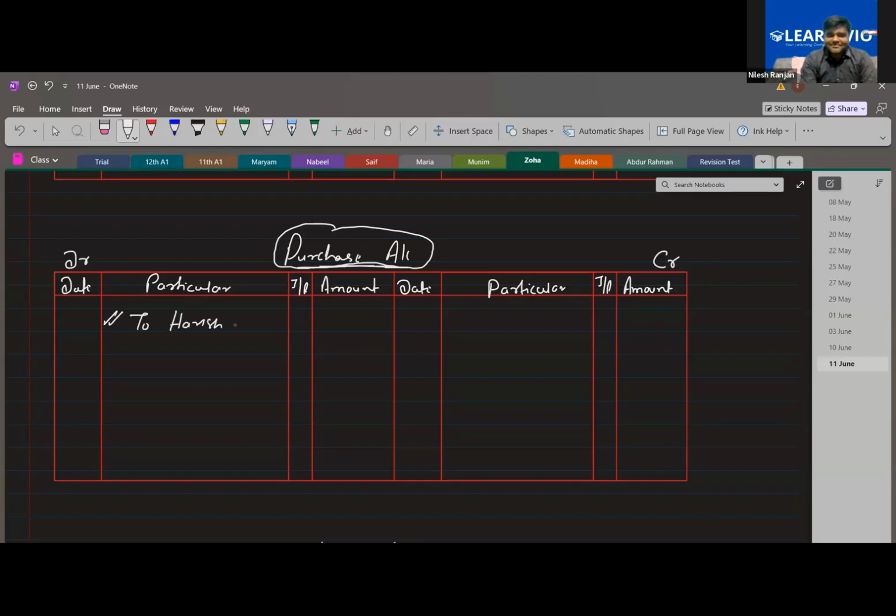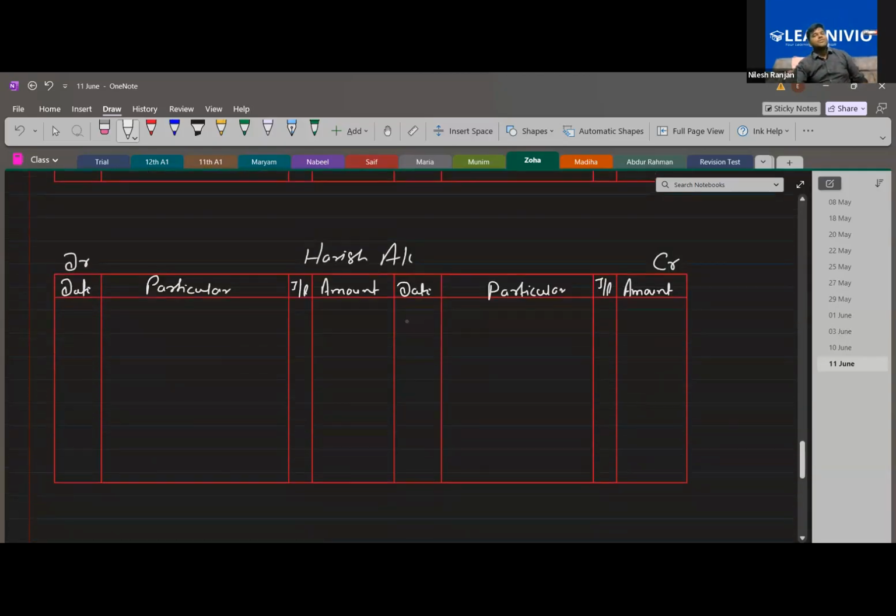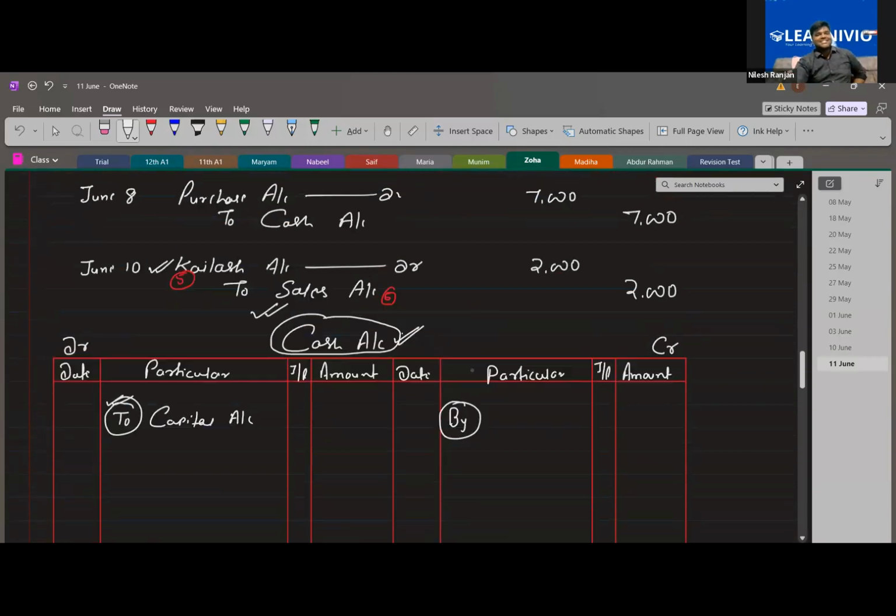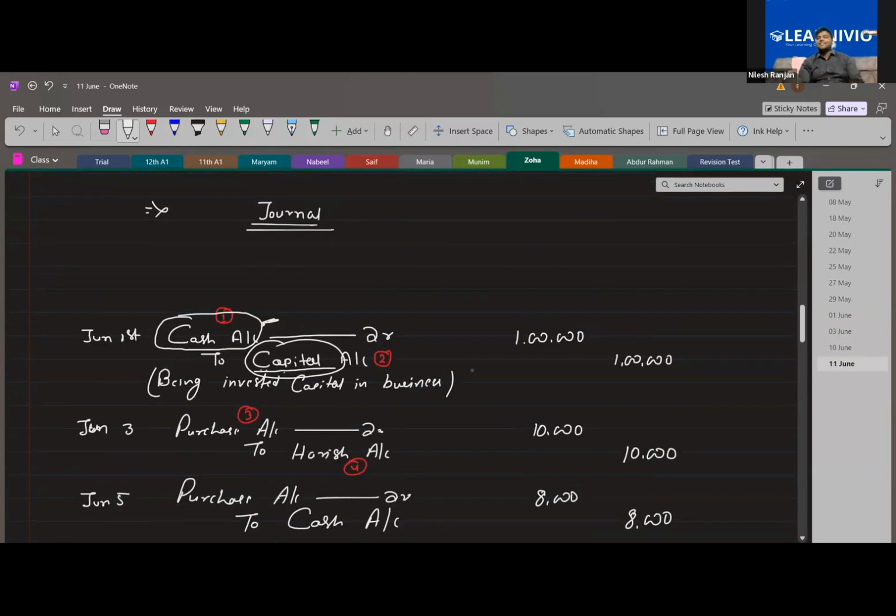Okay, I'm understanding it now. In Harish account, in the journal entry, Harish account is on the credit side, and it will be credit side, by purchase. Very good. Yes, that is the most confusing part. If this is clear, then I think everything will be clear.